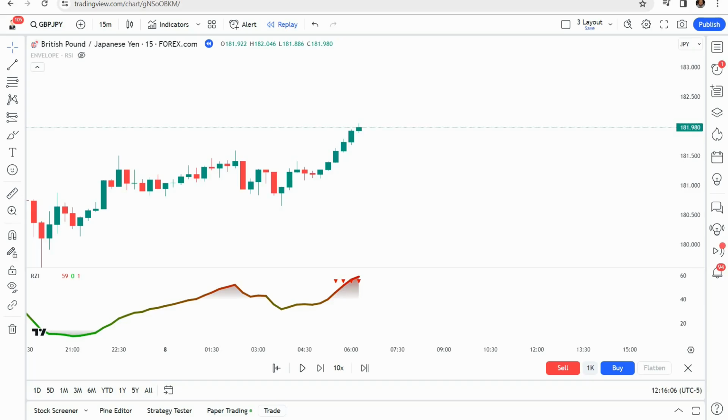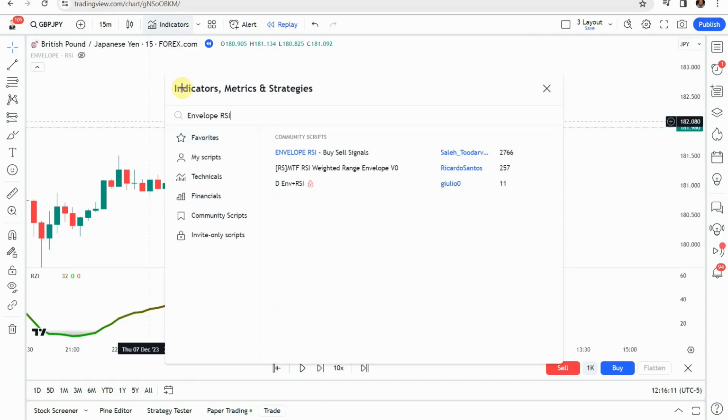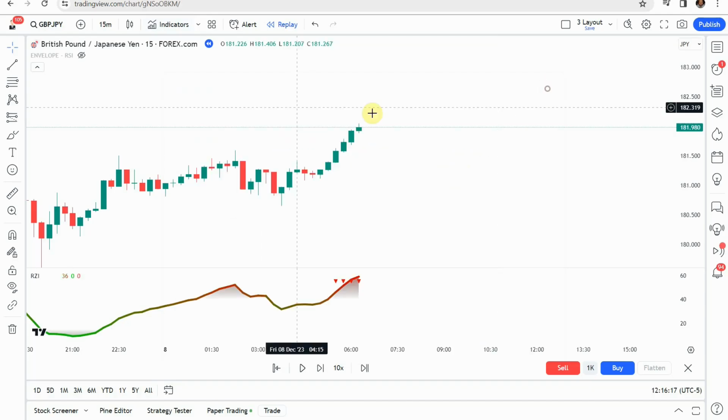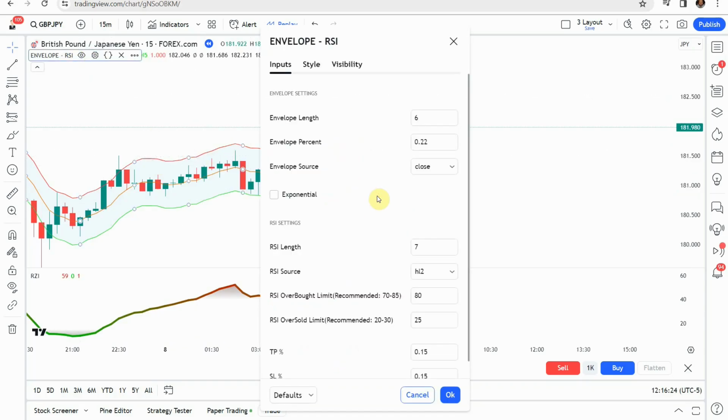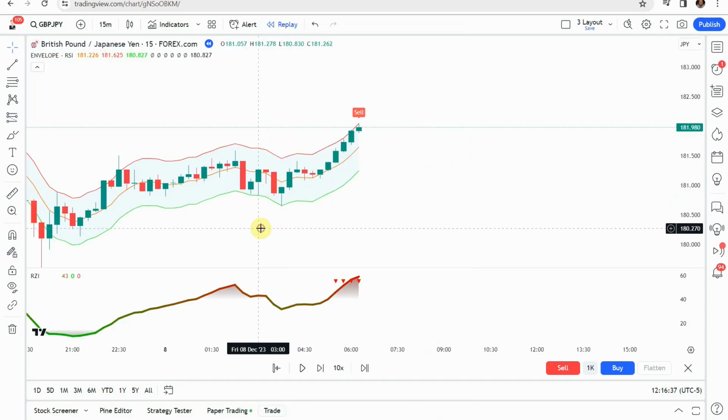The next indicator we will want to add to the screen is going to be the Envelope RSI with the buy sell signals, this one right here. You will add that to the screen and it will look similar to this. We're going to go into the settings and make a few changes to this one as well. For the envelope length, we're going to change that to 6. For the envelope source, we're going to change that to close. And for the RSI length, we're going to change that to 7 and we're going to click OK.